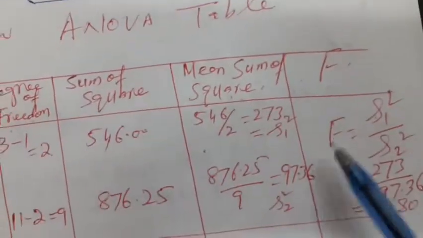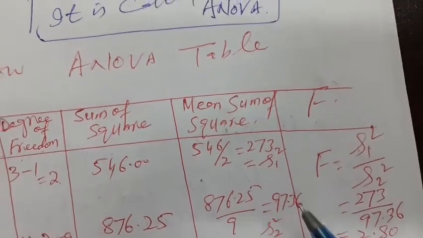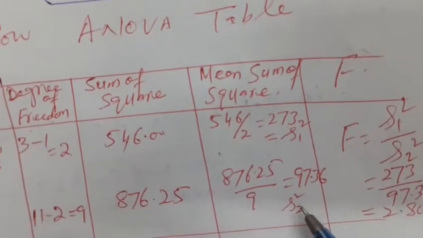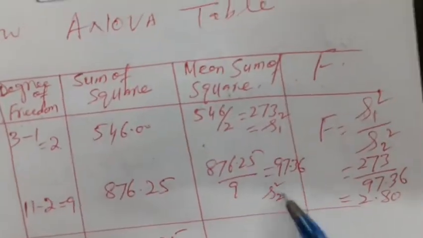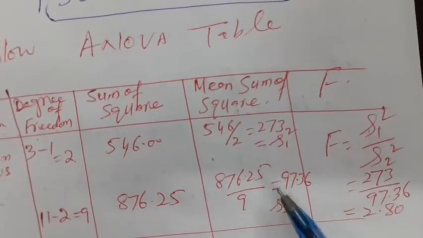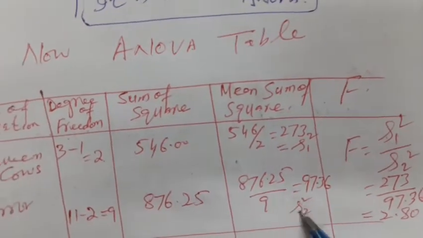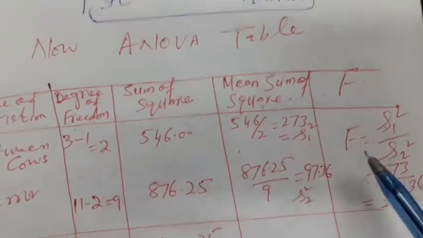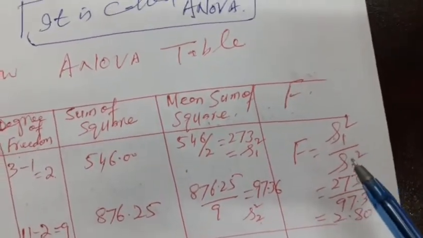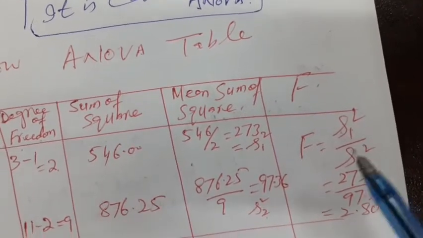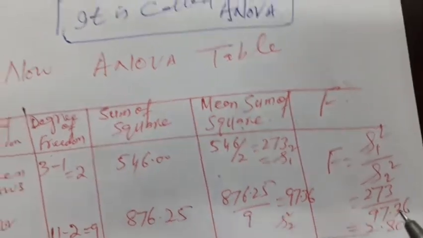For F values, always divide S1 square by S2 square, the error. The error must be in the denominator. We can also write here SSE, S square E. So here is the F value: F is S1 square over S2 square. Error square will always be in the denominator. So we get F equal to 2.80.